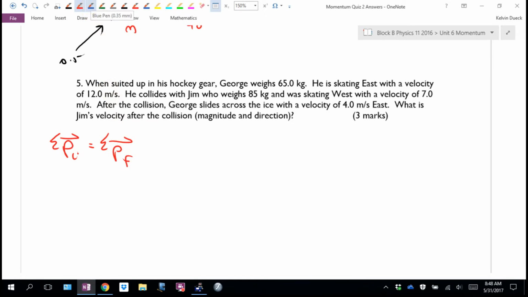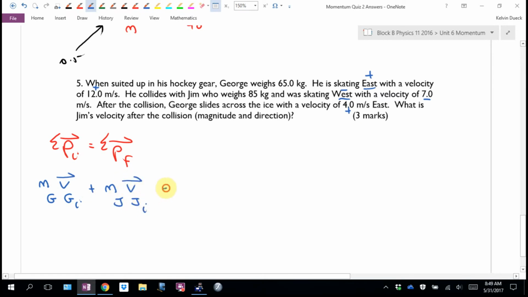You know what? I'm going to use G for George and J for Jim. You can use A and B, but I'll use G and J. They got letters there. Before the collision, both are... Oh, wait a minute. I see east and west. I'm going to let east be positive. I'm going to let west be negative. So this number here is going to be positive. This number here is going to be negative. This number here is going to be positive. Okay. Mass of George, velocity of George initial, plus mass of Jim, velocity of Jim initial.